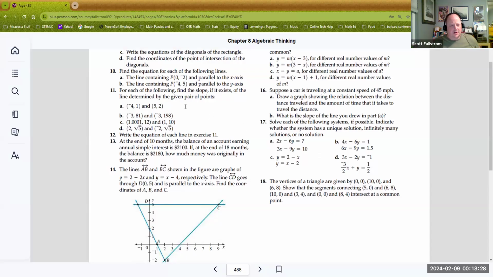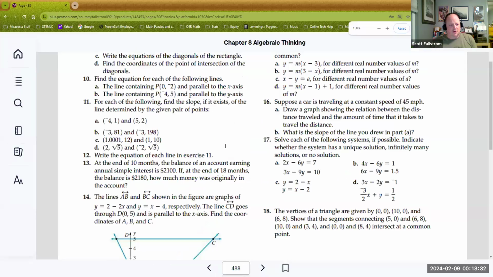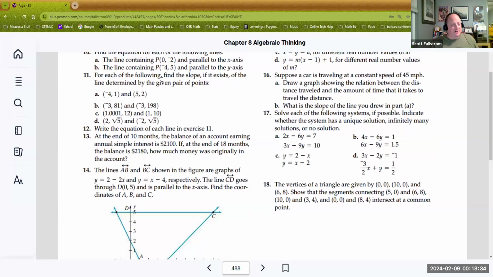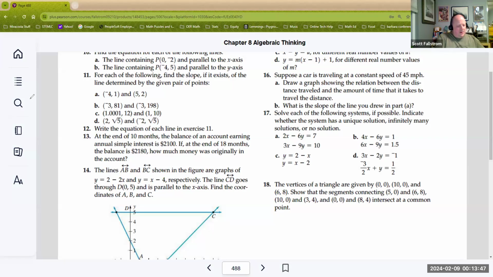All right, so for these, what you're looking for, at least for 11 and 12, is finding the slope and then finding the equation. So maybe we'll tackle a couple of these, totally up to you. Now, notice some of them might be a little bit easier than others, just in terms of what they're looking for.